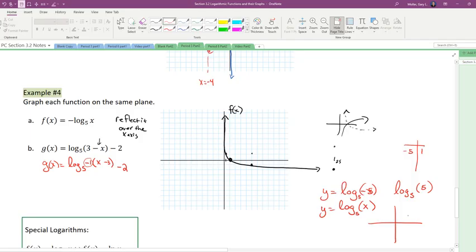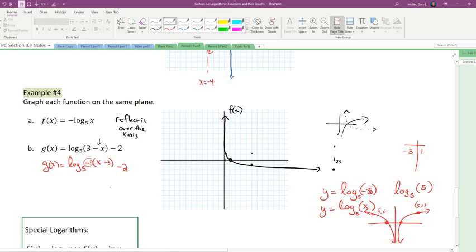So normal log base 5 of x looks like this. And so what's this going to do? The answer that's normally over here at 1 is going to be the answer at negative 1. And this point out here, which is normally 5, 1, is going to be over here at negative 5, 1. In other words, we have reflected across the y-axis. So the negative on the outside reflects it across the x-axis. The negative on the inside reflects it over the y-axis.